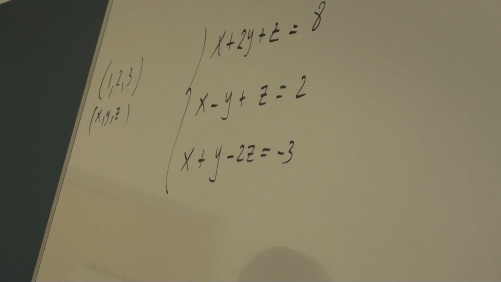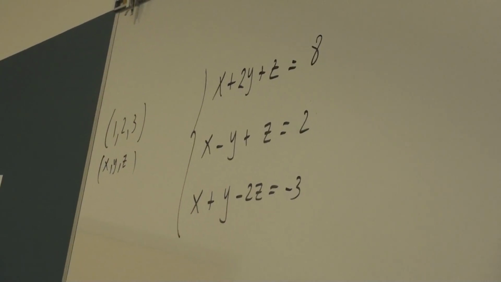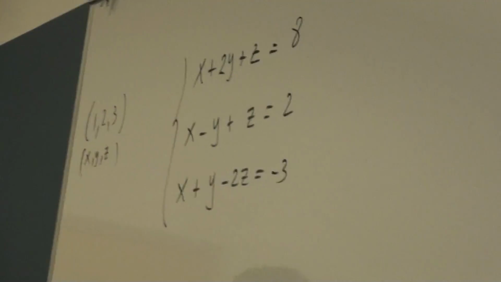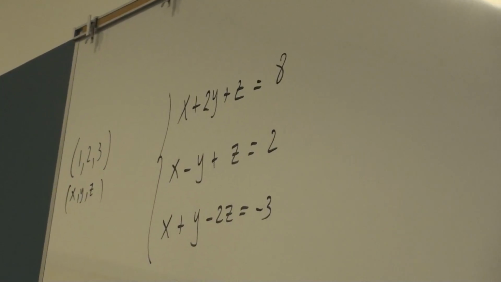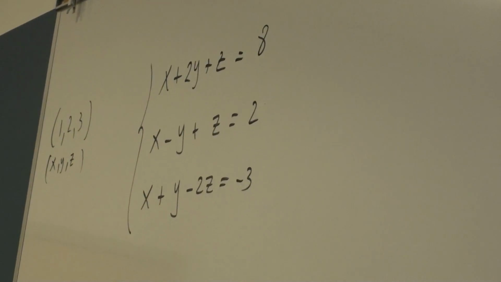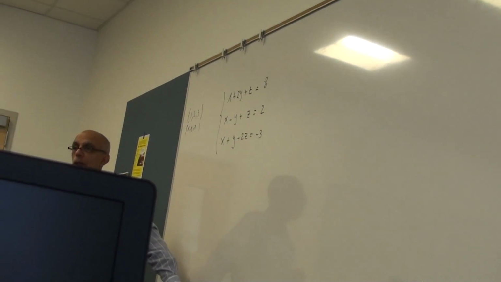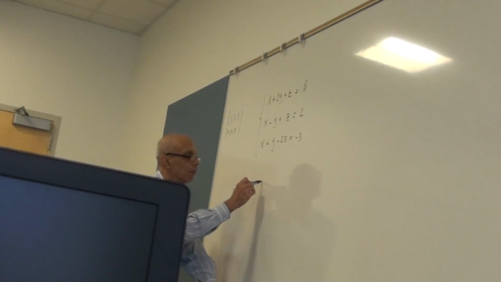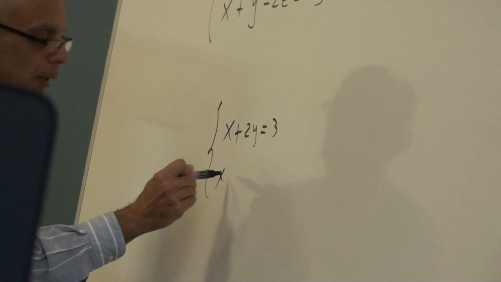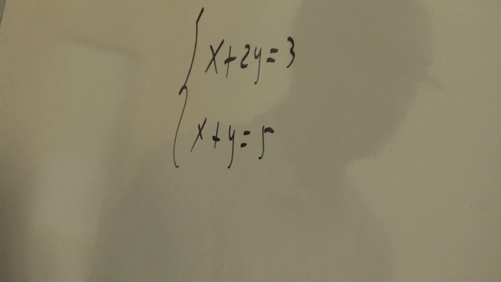Didn't we do that? So, what was the strategy? What was the procedure to solve by substitution? What is it that we did? Do you remember? I do. Anybody? Do you remember? What did you do? For instance, if I have something like this, x plus 2y equals 3, x plus y equals 5, how do you solve this by substitution? What is the first thing you do?